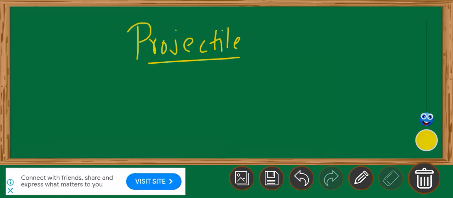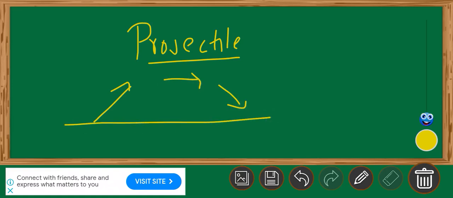Hi friends, today we are discussing projectile motion. First of all, you should be familiar with what a projectile is. Anything which we have thrown and which is in flight is called a projectile. For example, in the case of a javelin throw, we throw the javelin and it falls down in this way. So that javelin is the projectile. The motion of the projectile is known as projectile motion.